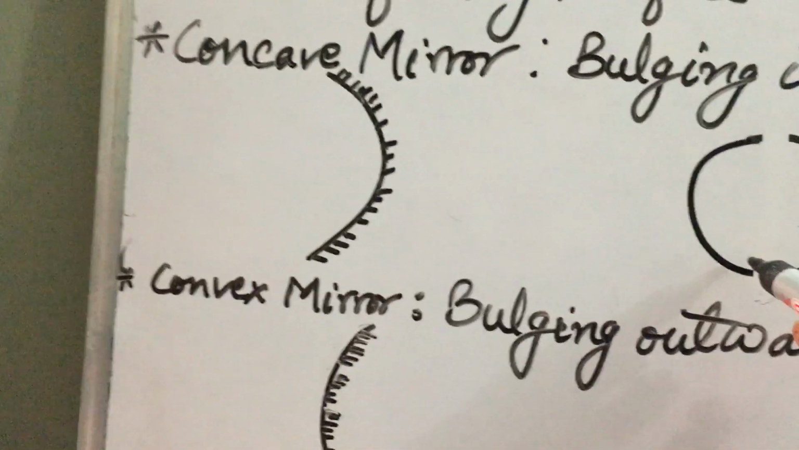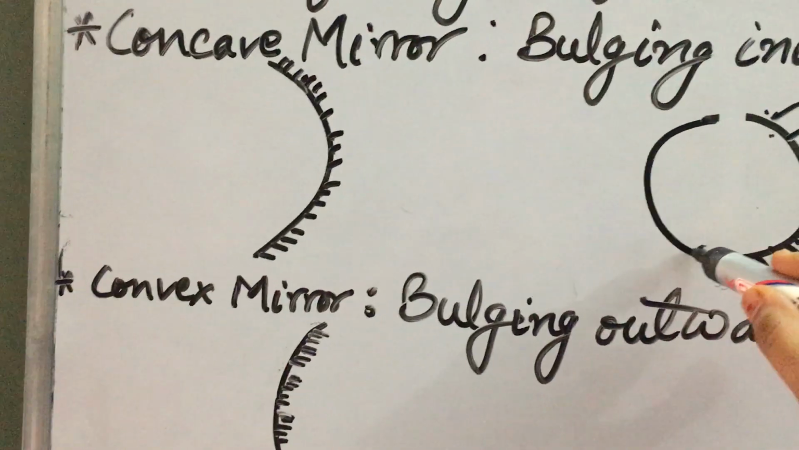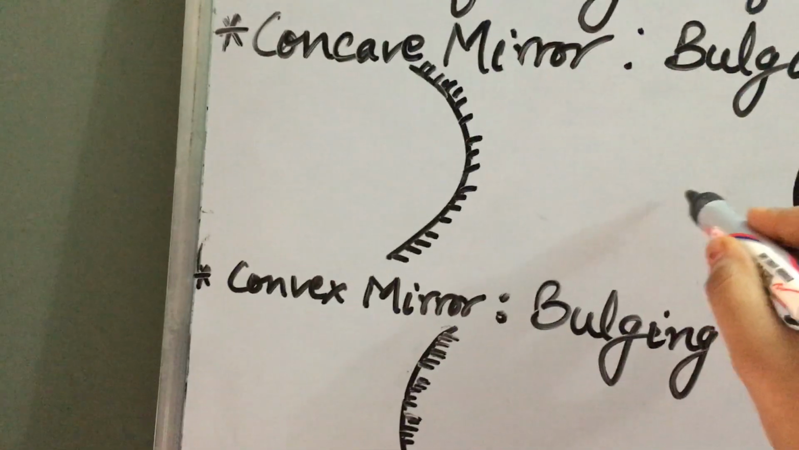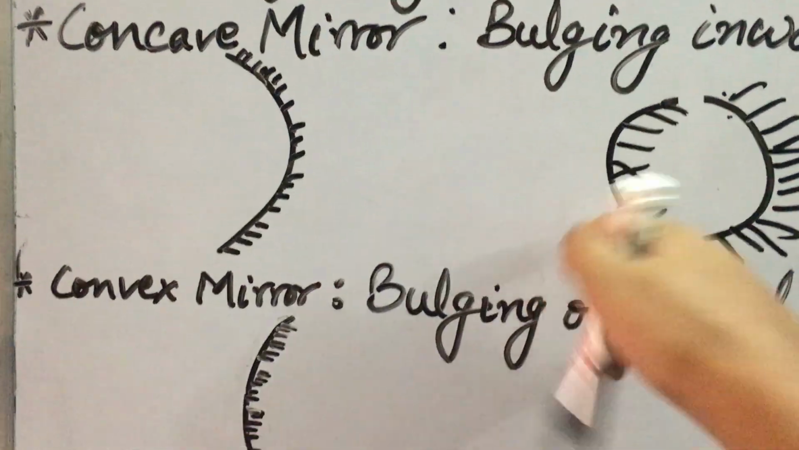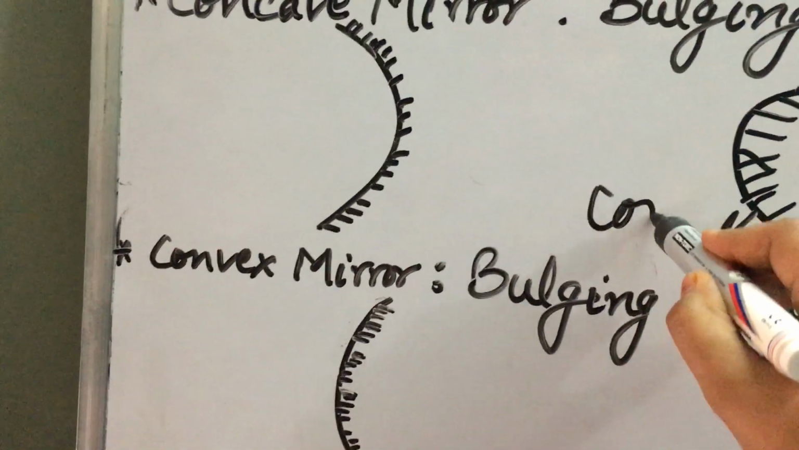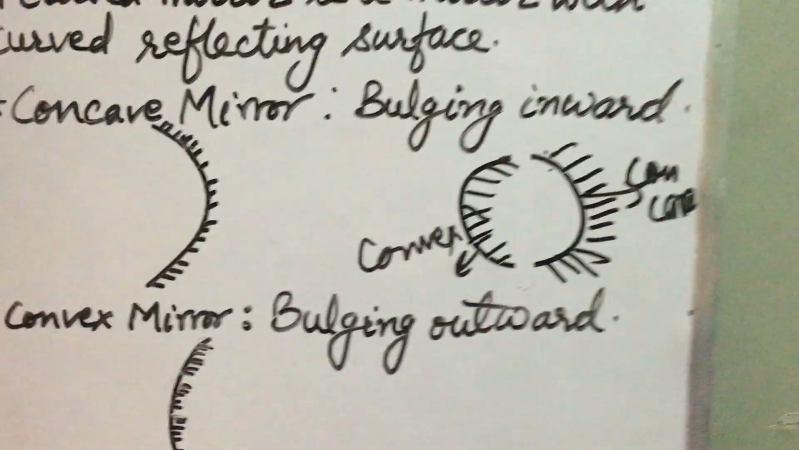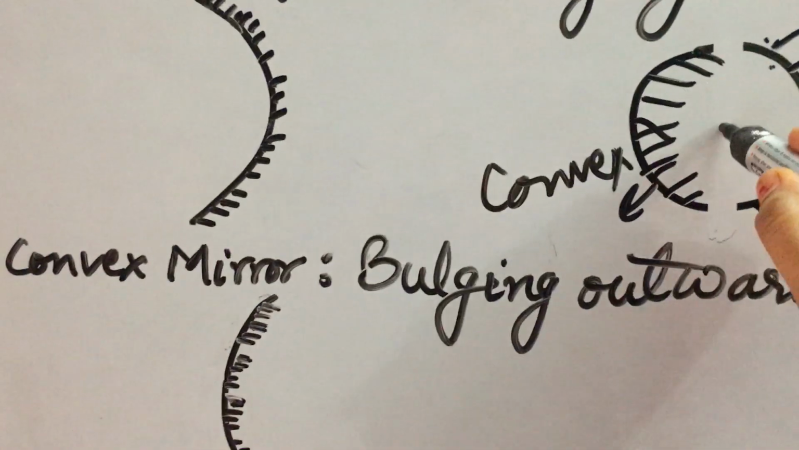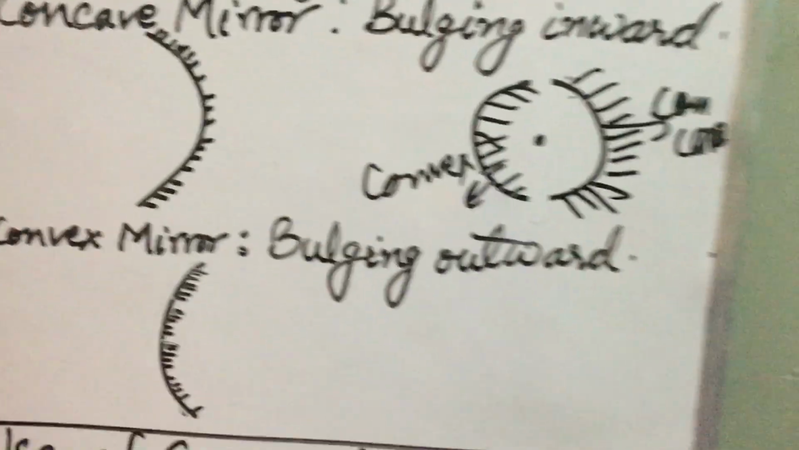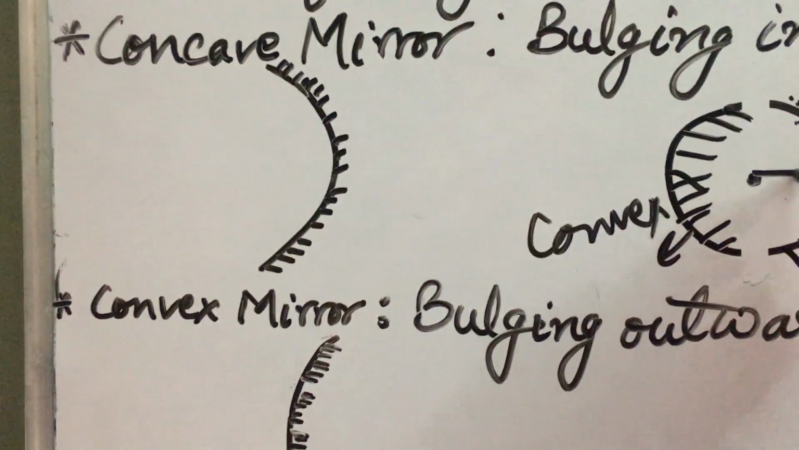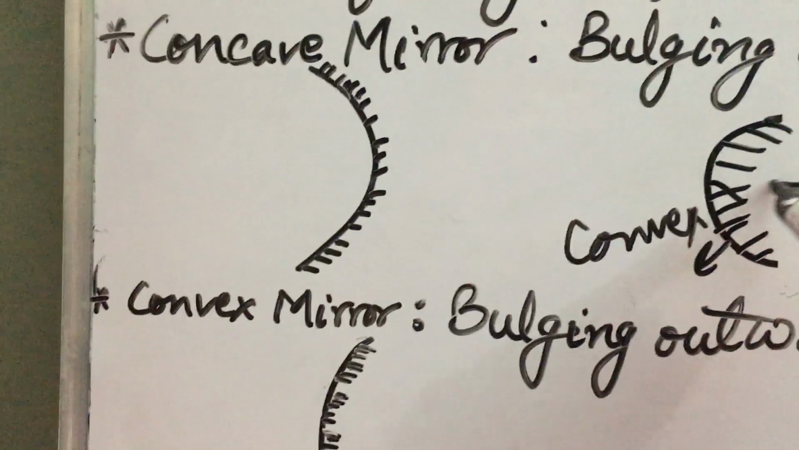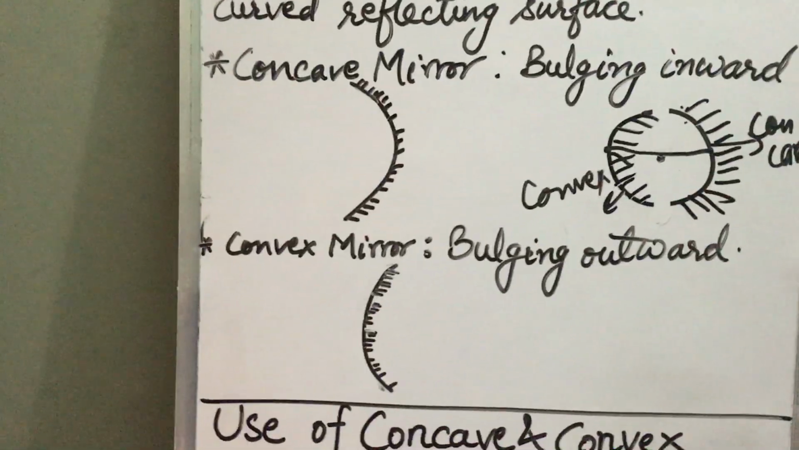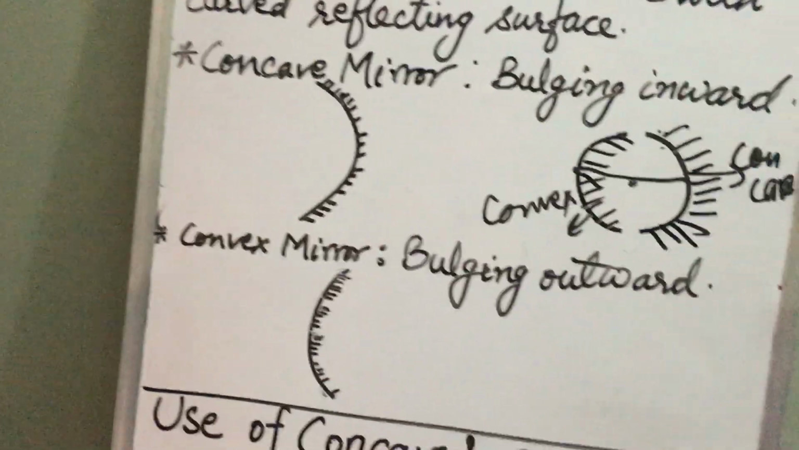Likewise, if I polish this part of the sphere from inside, then what will happen? The reflection will take place from the outside surface. This part is called a convex mirror. Okay, now see, since it is a part of a sphere, every sphere has a center. Every sphere has a center and it has a radius as well. So for these two mirrors also, concave mirror and convex mirror, we will define the center, the radius, everything.